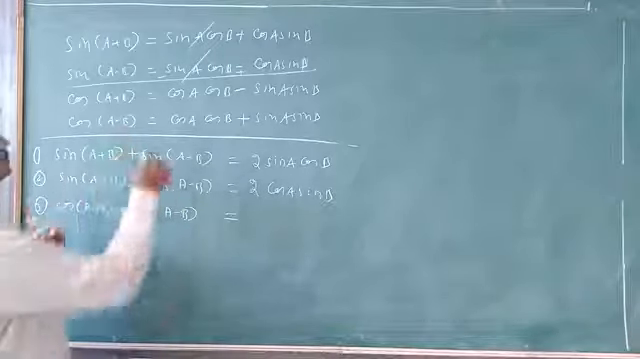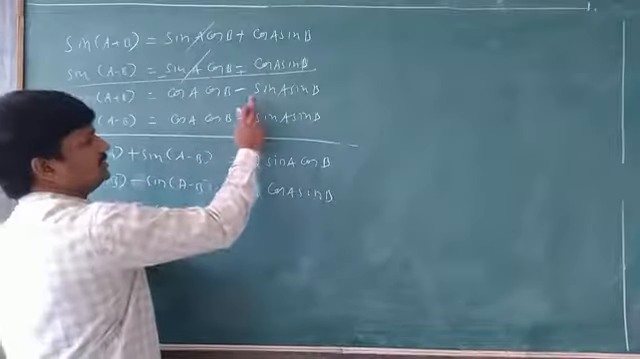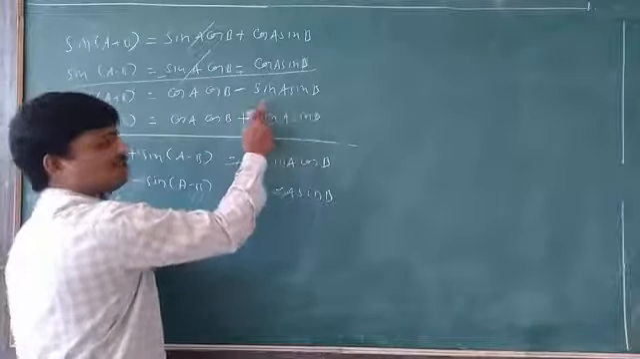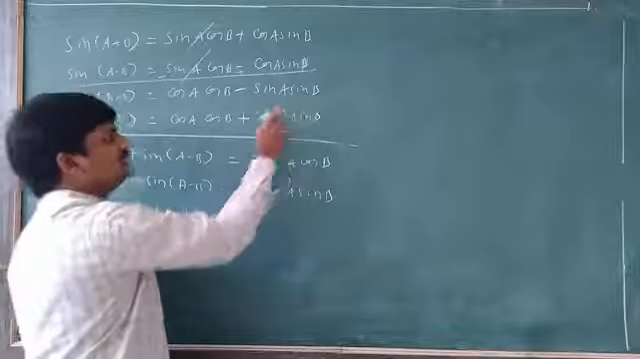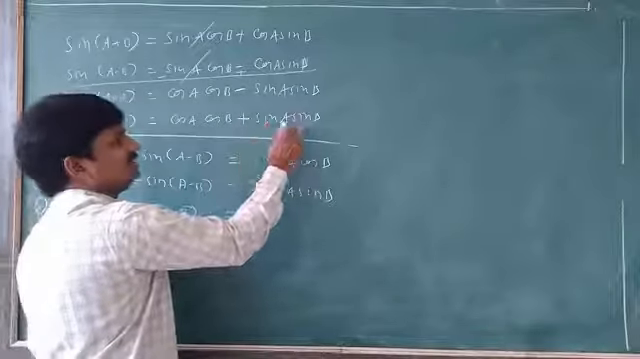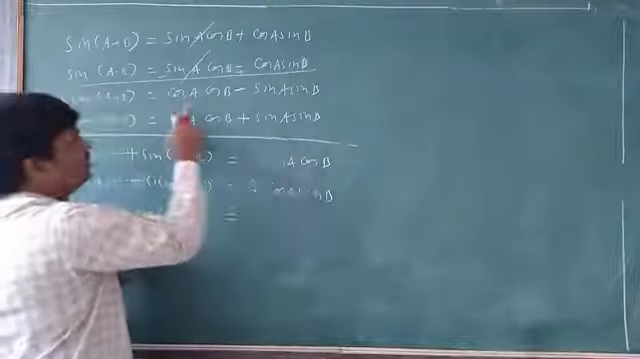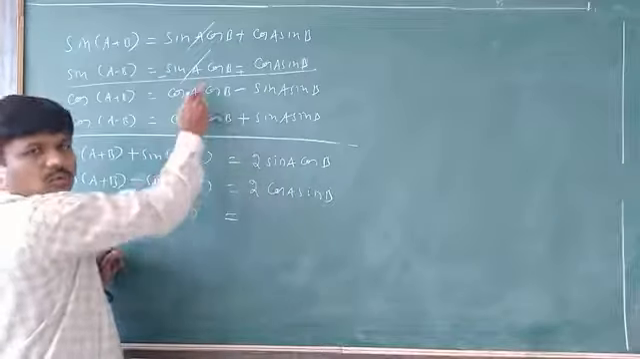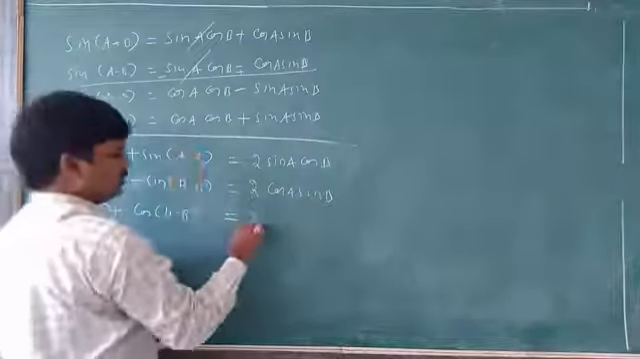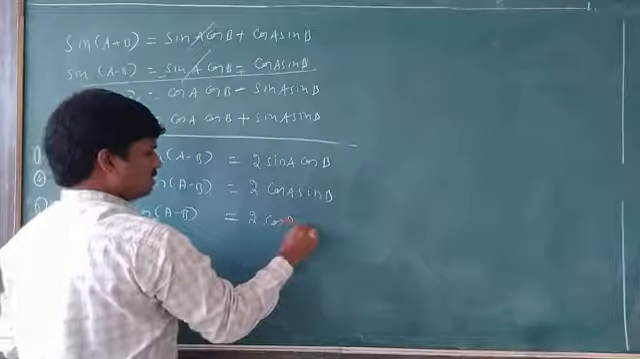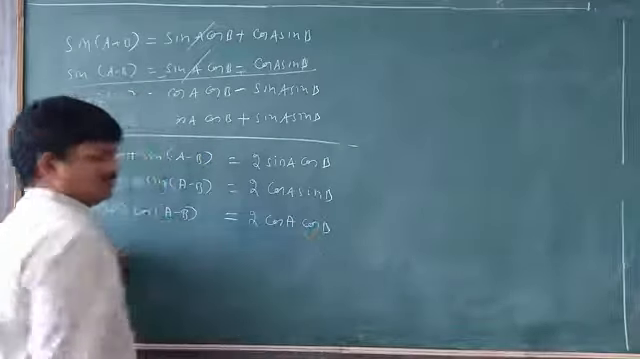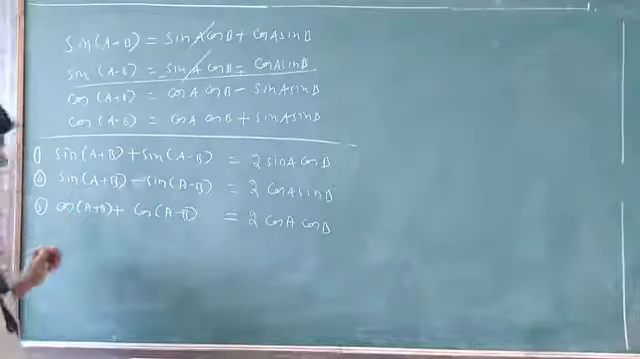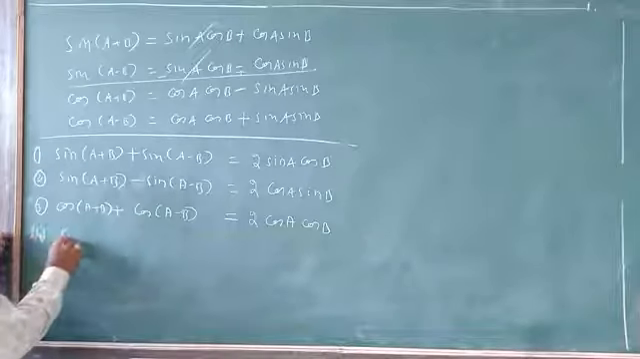If you add these two, this minus sin a sin b plus sin a sin b, these two will be getting cancelled. Then what will be? Cos a cos b, cos a cos b, 2 times. So 2 cos a cos b will be. Understand? Yes.